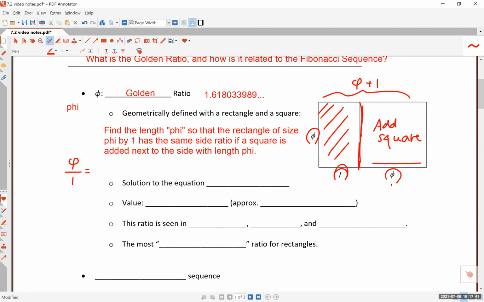And so this bigger rectangle is phi plus 1 over phi, right? Remember, because this side is still phi, right? So phi by 1 is the proportion of the size of the rectangle on the left, and we want that to be equal to the side ratio of the bigger rectangle, which is phi plus 1 by phi. Okay, so the solution to this equation is what we want to call phi, all right? And if you do cross multiplication, you get phi squared.